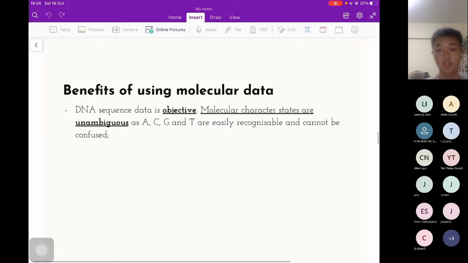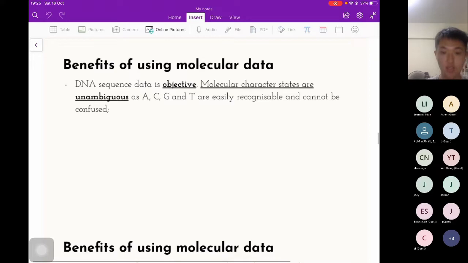And there's another question that they like to ask in the exams, which is the benefits of using molecular data. So I rank them in ones that make the most sense to me and ones that are more logical and easier to answer, easier to get me my marks, I feel. Okay, so you guys can look at all the points that I've put up and then see if you would want to rank them this way too. Okay, so why do we use molecular data? Because DNA sequences are objective, right? So your molecular character states, your ACGT, are unambiguous, right? They are easily recognizable and cannot be confused. Okay, so that is the first benefit.